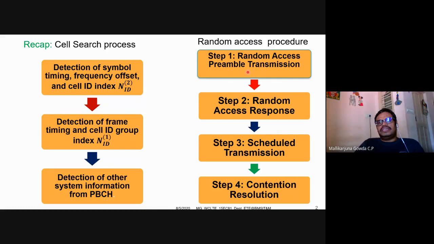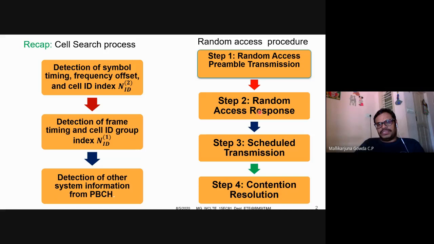I discussed the physical random access channel. Through that, this preamble is sent from the user equipment to the eNB, right? The preamble has a sequence, which is one of 64 different patterns. 64 possible sequences are there, and the sequence also depends on what type of format we use, whether it is format 0, 1, 2, 3, or 4, right? So the eNB responds to this preamble by sending a random access response message to the user equipment.